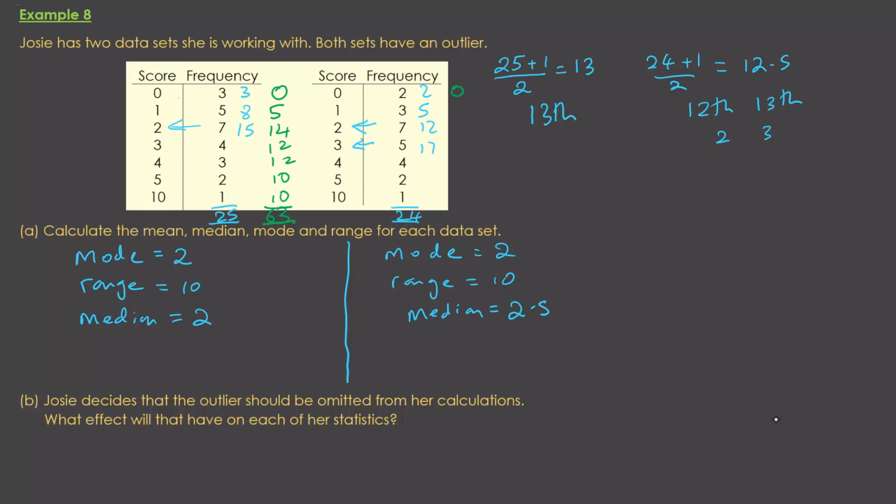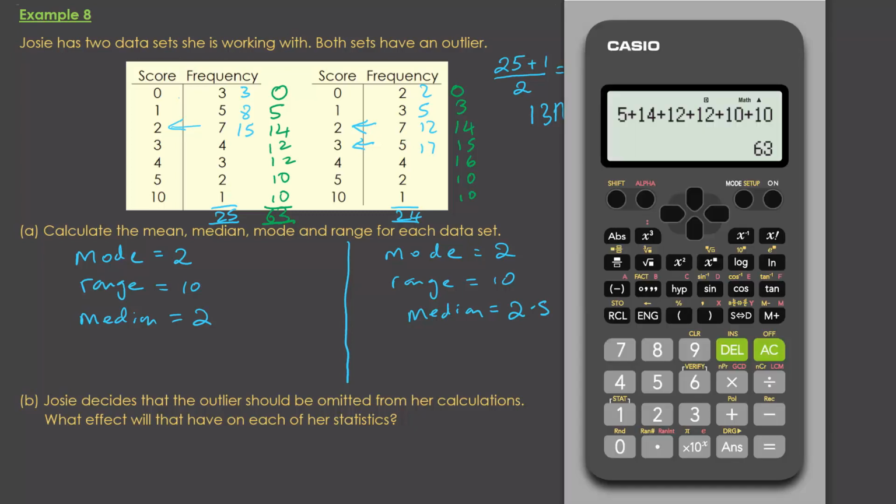And we'll do the same for the other data set while we're at it. 0 times 2 is 0. 1 times 3 is 3, 2 times 7 is 14, 3 times 5 is 15, 4 times 4 is 16, 5 times 2 is 10, 10 times 1 is 10. And let's add those up. So that's going to be 3, add 14, add 15, add 16, and the 2 10s at the bottom is 68.